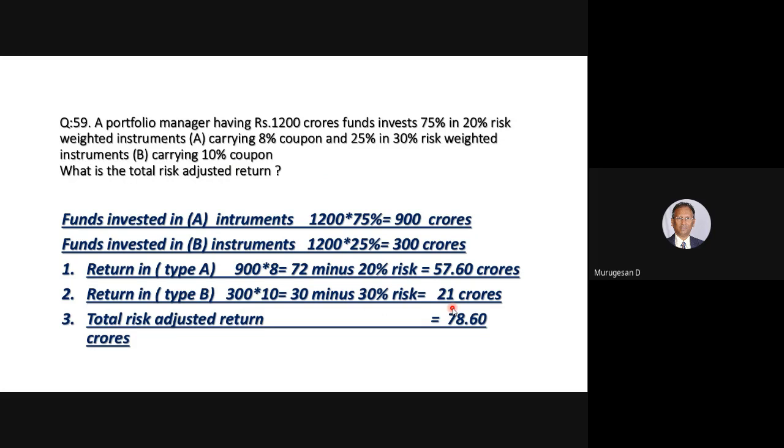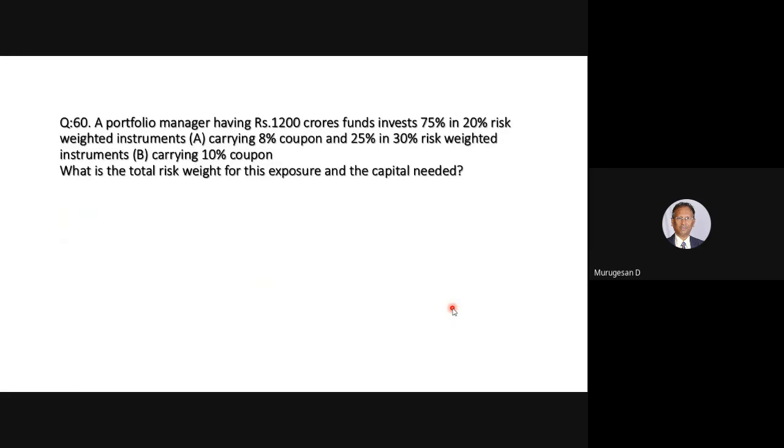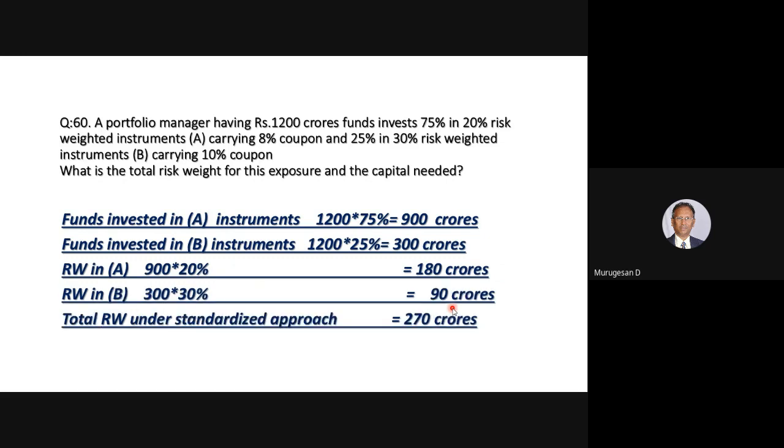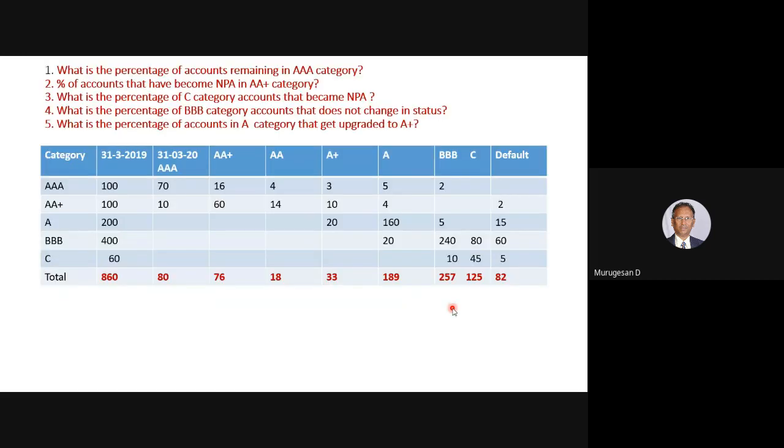Okay, this is an intelligent way of asking. These are the questions frequently asked. Portfolio, same question. The next question they will ask is capital needed. Capital needed, 9%. This is the question, okay? Yes, one minute.